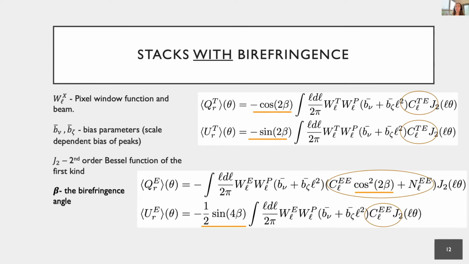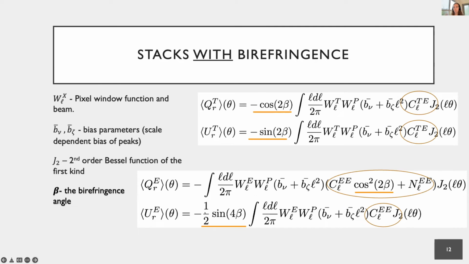So we have these stacks with birefringence. If I make a bunch of stacks on extrema, these are the results that I'm going to get. So important to note is that, again, we have this sign of beta here.